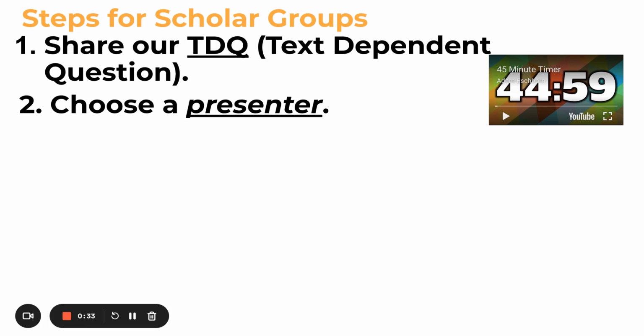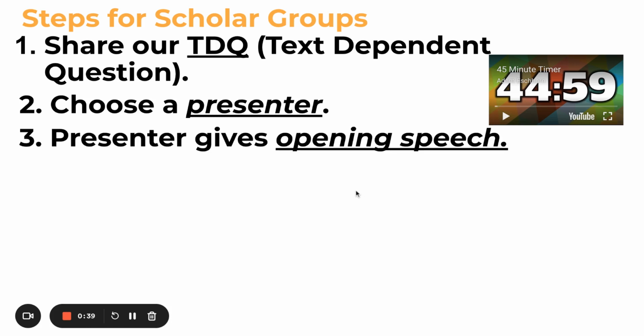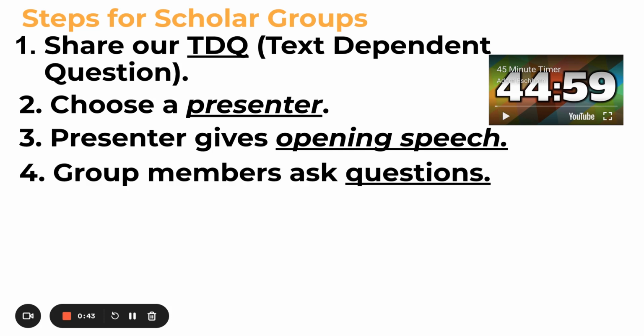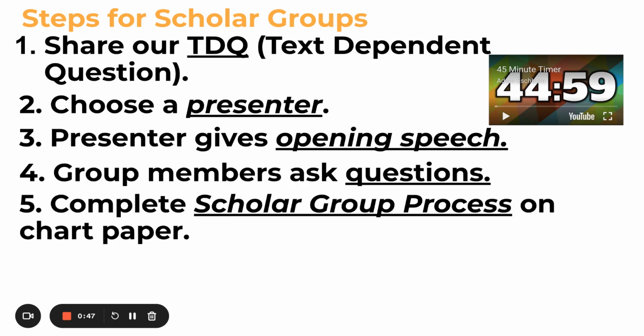Number two, choose a presenter. Remember, the presenter is someone that's doing the scholar group process on the chart paper. The presenter gives an opening speech, and I will show you how that looks. Number four, group members ask questions. Number five, complete scholar group process on chart paper.